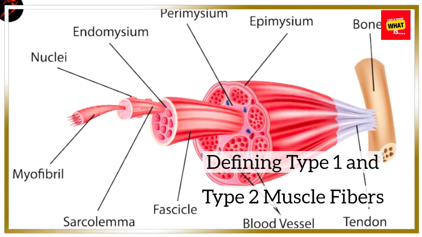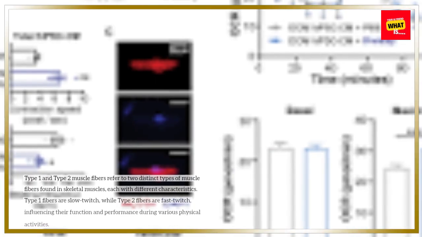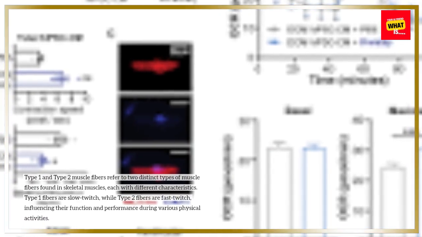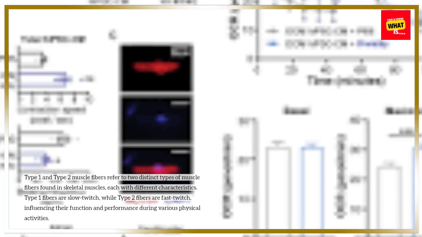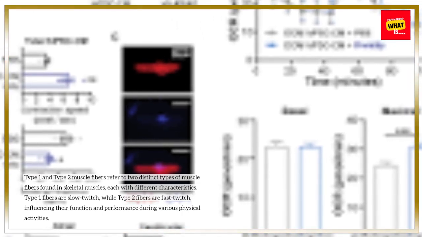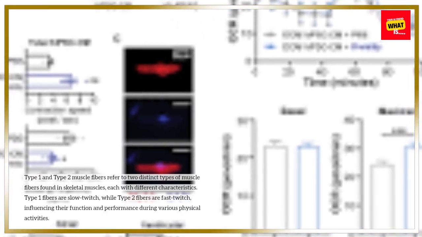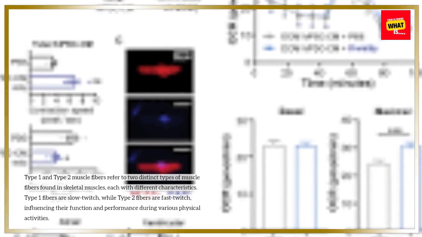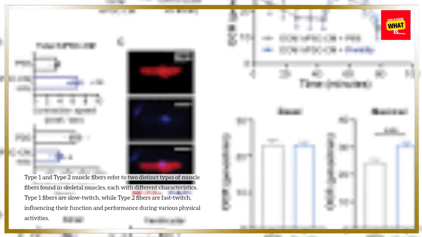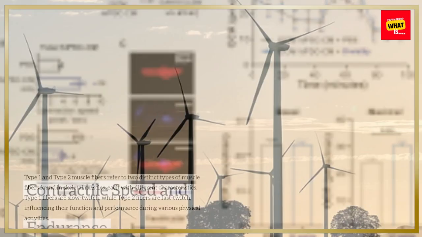Defining Type 1 and Type 2 muscle fibers. Type 1 and Type 2 muscle fibers refer to two distinct types of muscle fibers found in skeletal muscles, each with different characteristics. Type 1 fibers are slow twitch, while Type 2 fibers are fast twitch, influencing their function and performance during various physical activities.